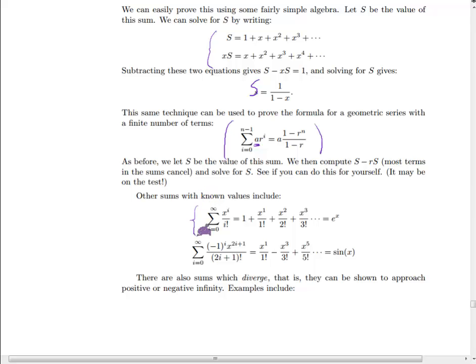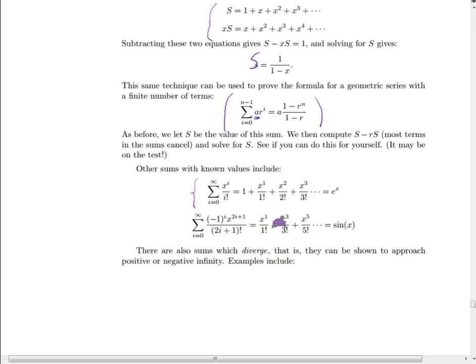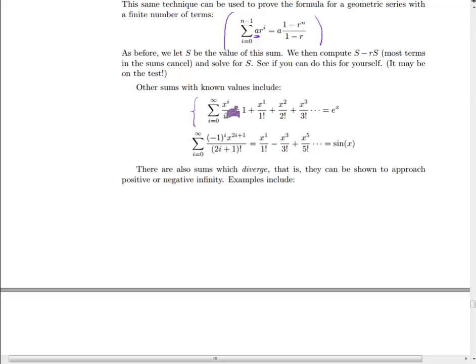Here are some other formulas from calculus. This is the Taylor series for e to the x. This is the Taylor series for sine of x. And we can write these using this summation notation. Notice that the exclamation point means factorial. If I have n factorial, that's equal to 1 times 2 times 3, all the way up to n. Multiply them together.